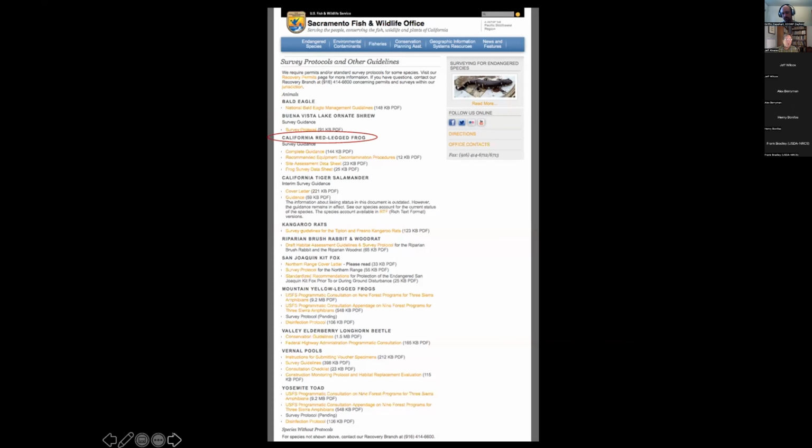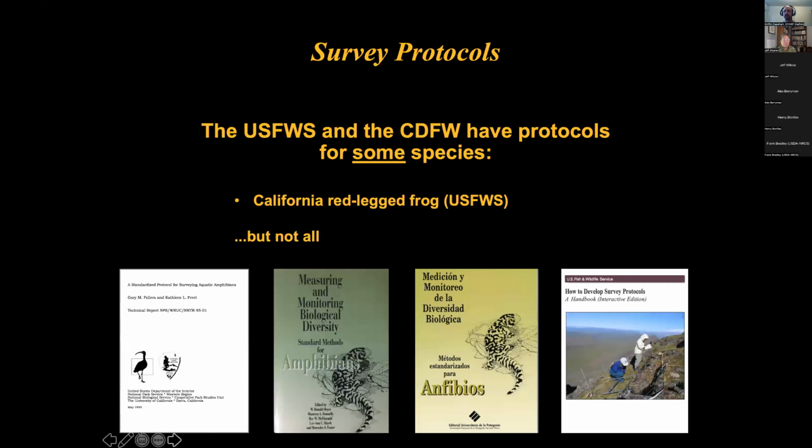We're going to focus on one, and that's California red-legged frog. And when you get to that category, you'll see complete guidance there. That means site assessment and survey protocol. Those are very different, very important to know the difference, and also the order in which you do them.